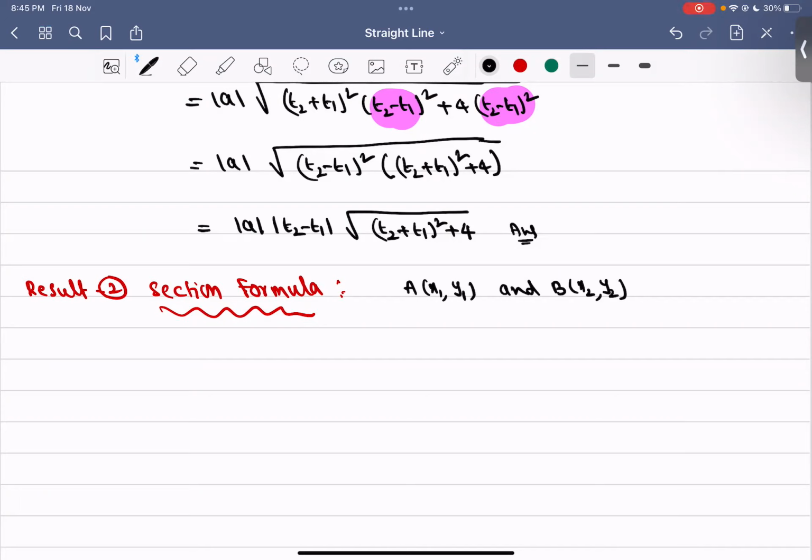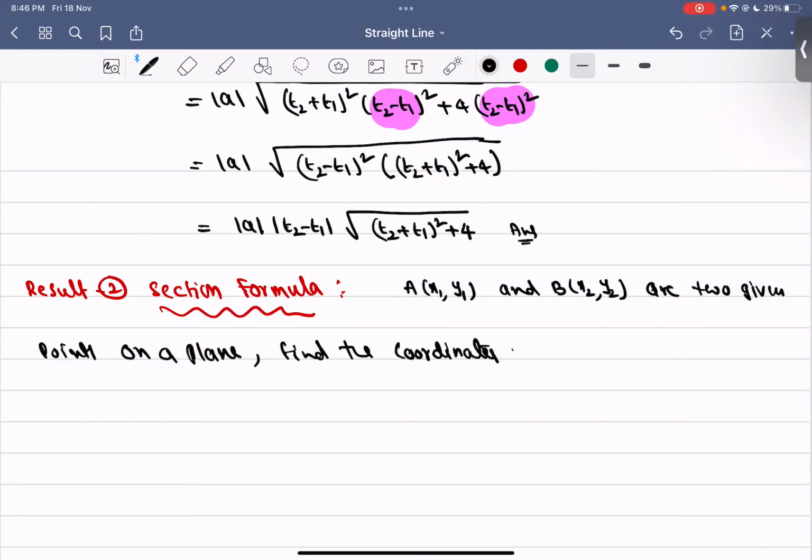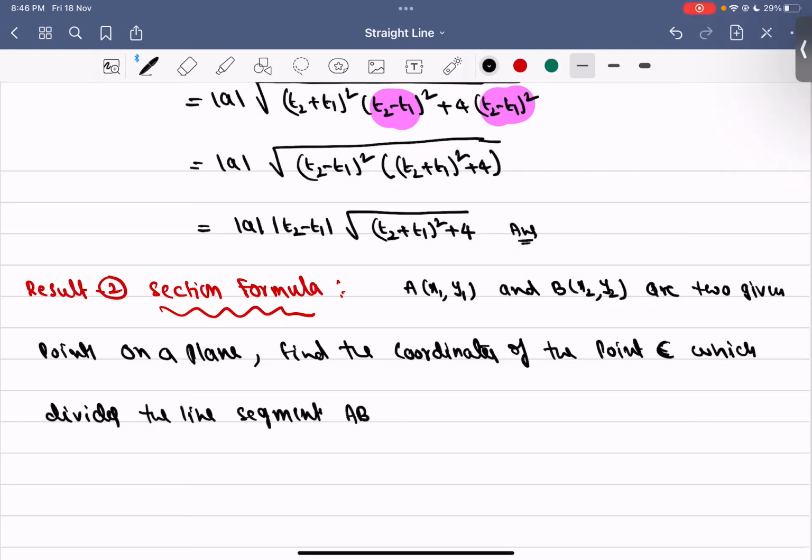Now we need to find, for the given points on a plane, the coordinates of the point C, which divides the line segment AB in the ratio m is to n. This is the question, the actual concept.